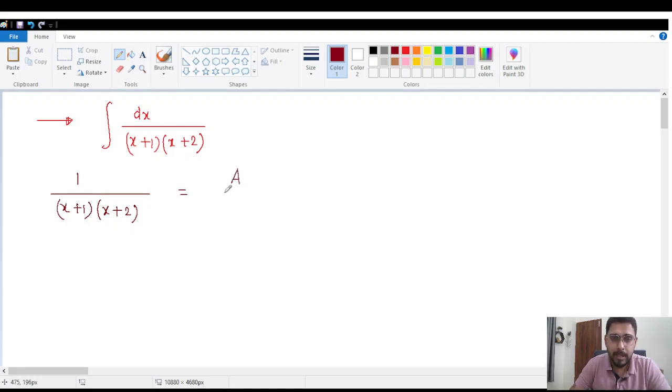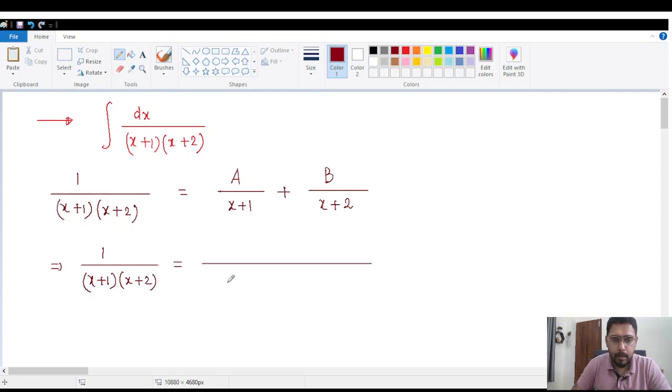we will represent it as a over (x plus 1) plus b over (x plus 2). Okay, this is how we are representing it. So from here I can again write 1 over (x plus 1) times (x plus 2), and here we can combine the two. We write the denominator (x plus 1) times (x plus 2), and over here we write a times (x plus 2) plus b times (x plus 1). It is very simple addition of fractions, that's it.